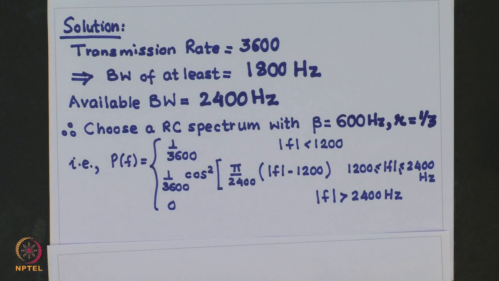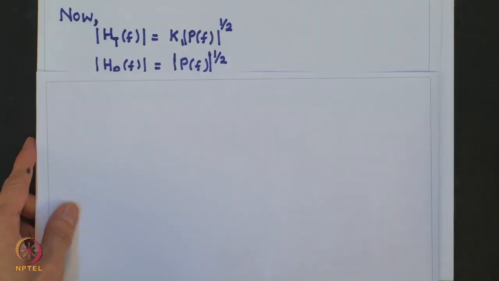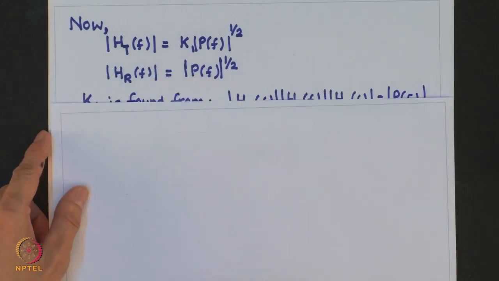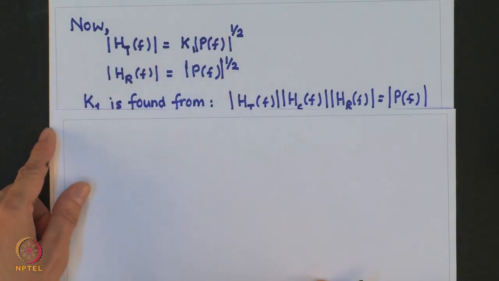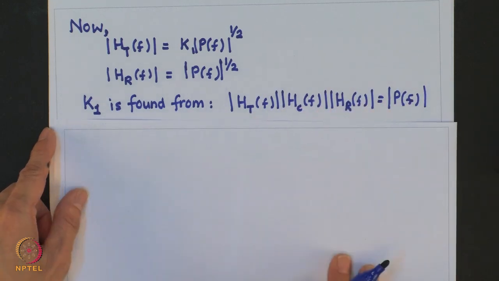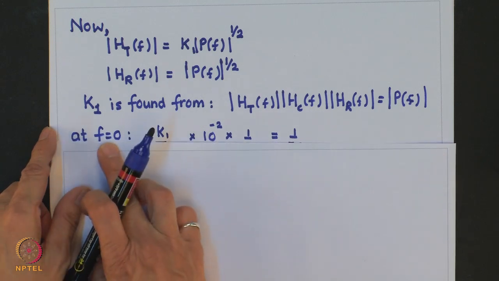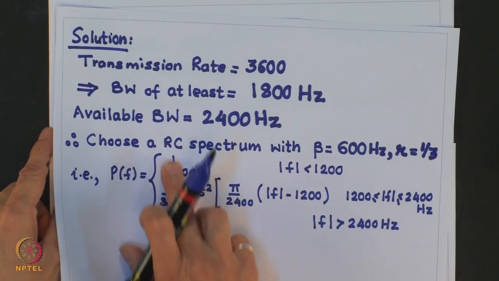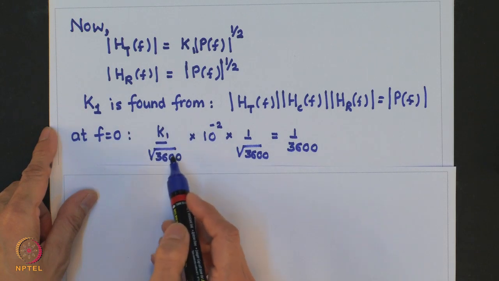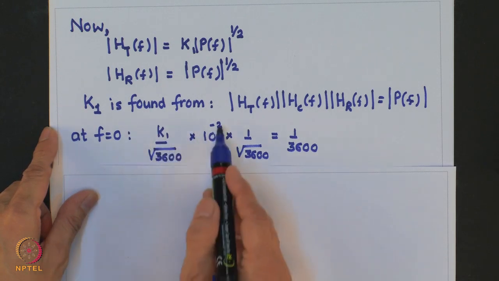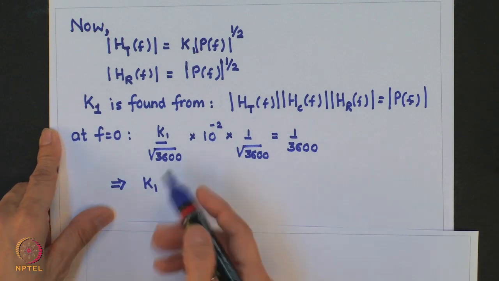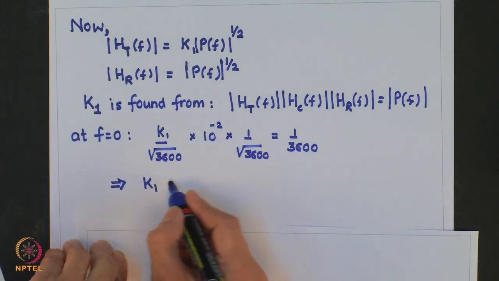And from this I can get my raised cosine spectrum as given by this expression on this slide. Now, we know that our transmitting filter and receiving filter are related by this expression. We have just derived it, and we have to find out K1. K1 is found from this relationship. The product of these three filters should be equal to P(f). Now, at f equal to 0, we know that P(f) should be 1 by 3600. So, I substitute for HT(f), SC(f) is given to be this value, and HR(f) is this. So, I get this. From this I get my K1 to be equal to 100.